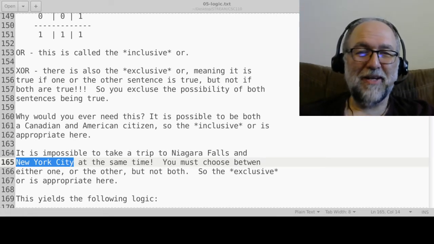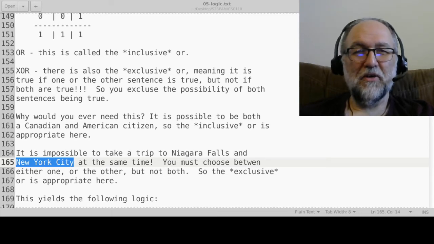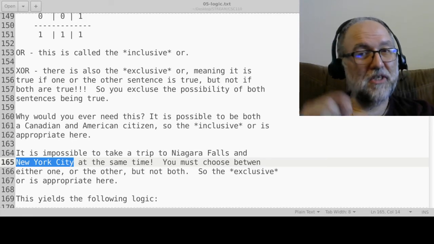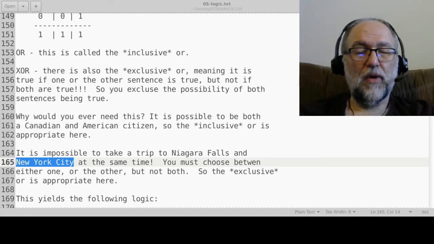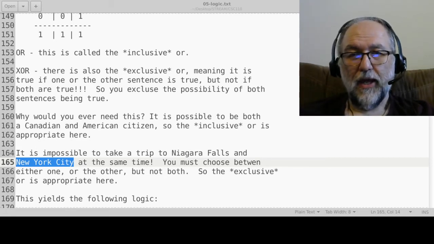We don't say Zor. I mean, it'd be funny. I go, do you want to go to Niagara Falls? Zor, do you want to go to New York City? Okay, well, some languages do. There are some languages where they distinguish between the inclusive and exclusive OR. We can tell in English because of the context of it, okay?